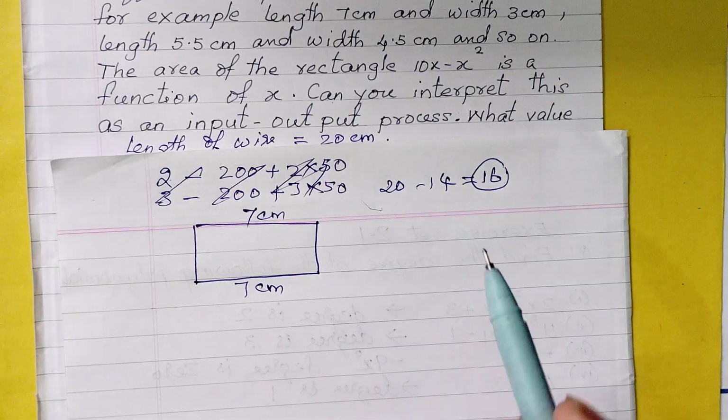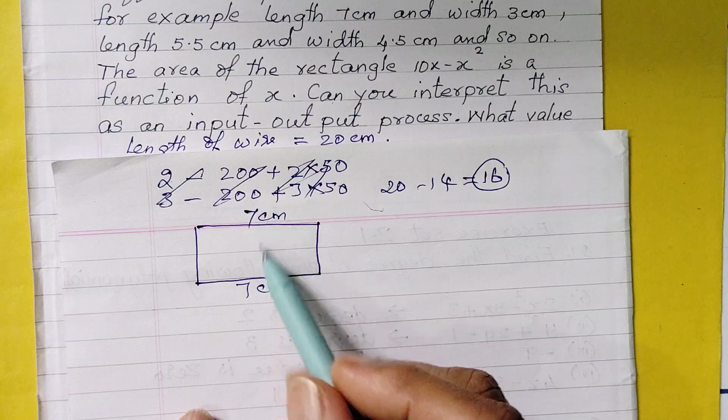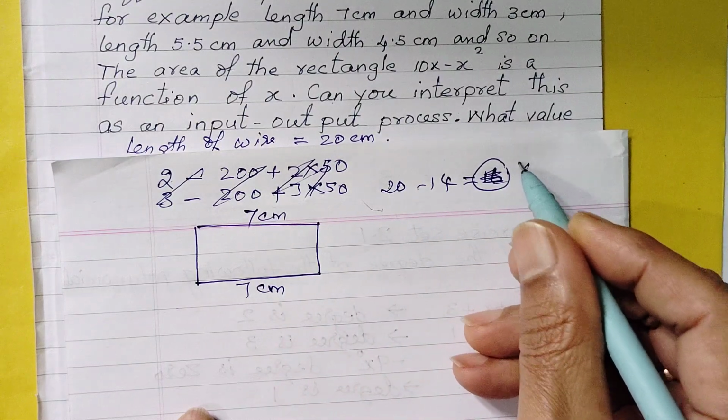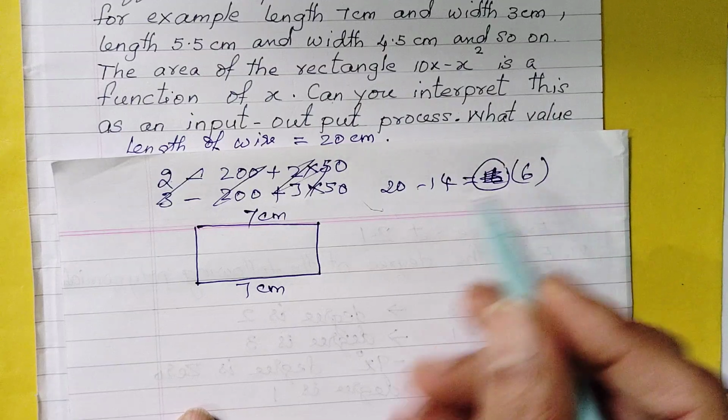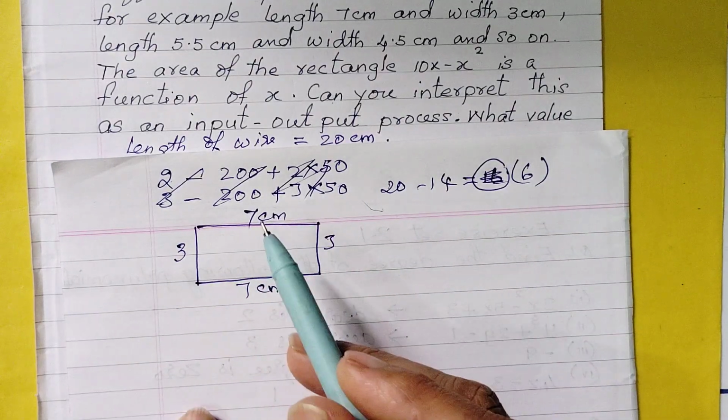See now, when the length is 7 centimeters, the total will be 14 centimeters. 20 minus 14 is 6, not 16. I'm sorry. It is 6. So 6 will be divided into two parts, that is 3 and 3. So when the length is 7, the width is 3.